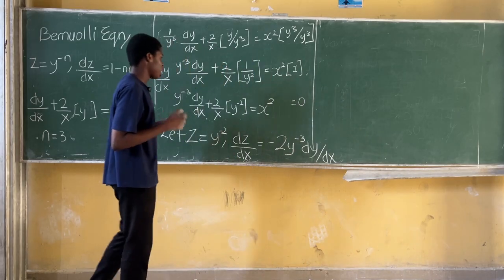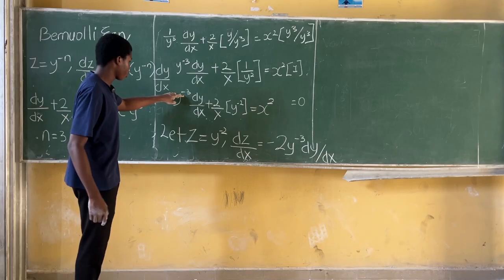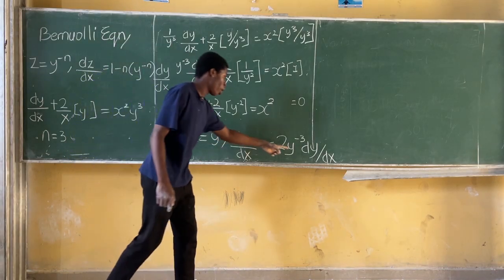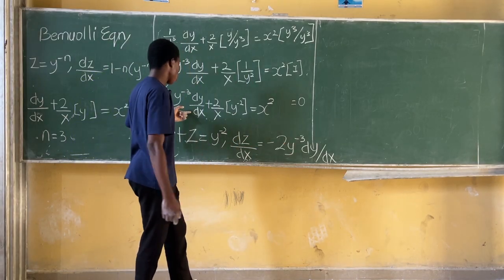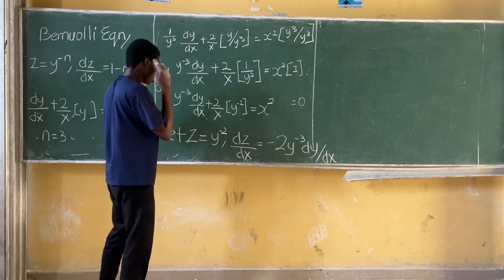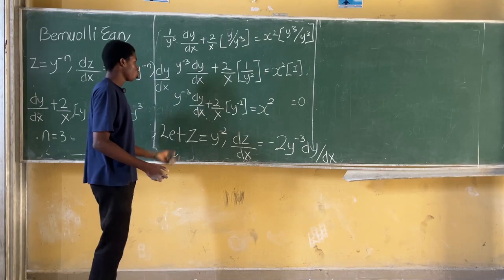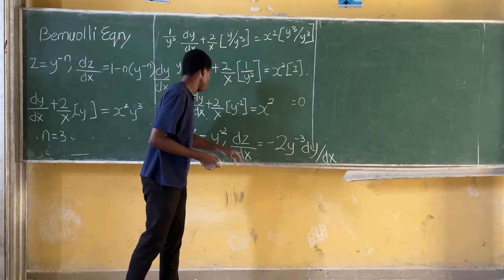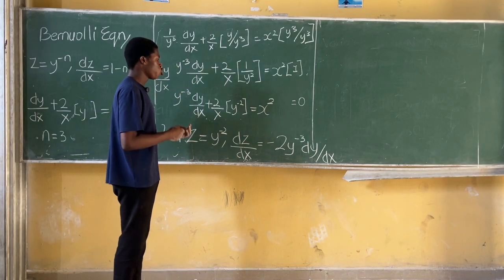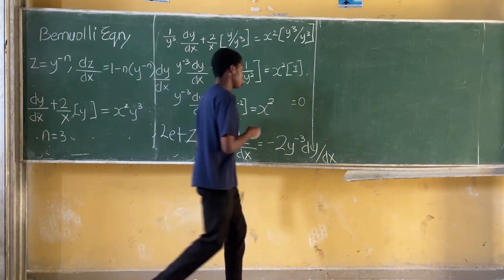And if you check this out, there is a similarity. I don't know if you're seeing the similarity. This is y raised to power minus 3. This is y raised to power minus 3. There's a dy over dx here. There's also a dy over dx here. But the hindering factor now is minus 2. In order to be able to fully substitute this into this point, we have to multiply this whole equation by minus 2. So let's do that.